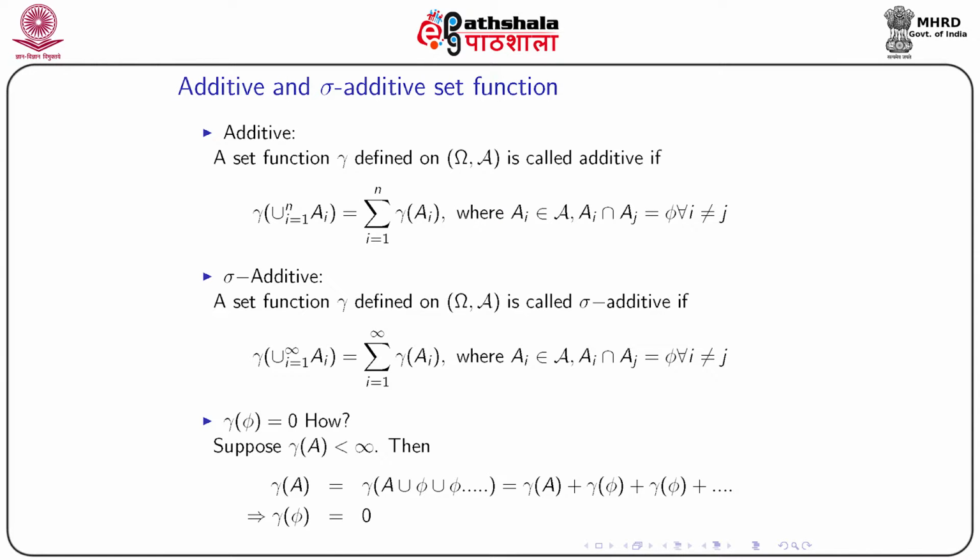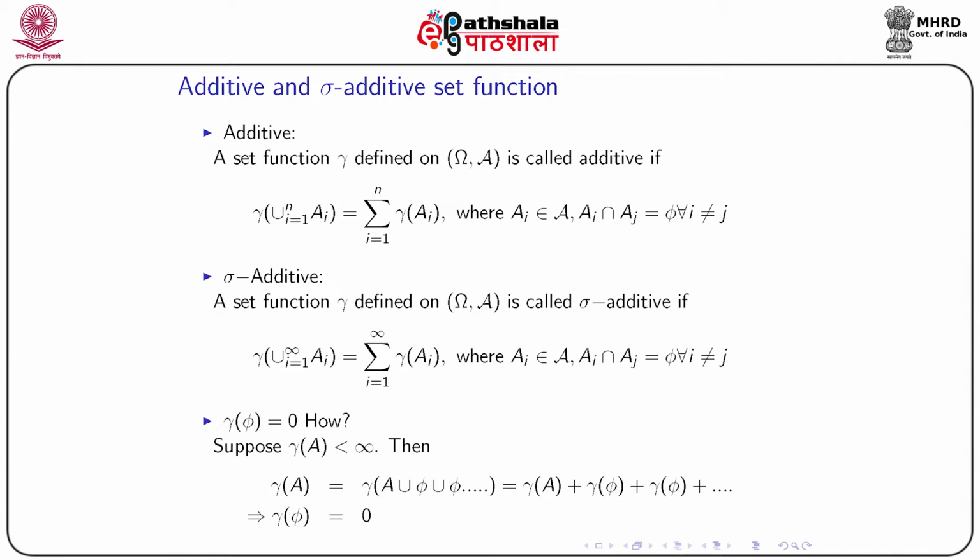Now, we will define what we mean by additive and sigma additive set function. First, we will start with additive set function. When is a set function said to be an additive set function? Now, we say gamma is an additive set function. Gamma is defined on the measurable space omega and script A. Omega is the reference set and script A is the class.